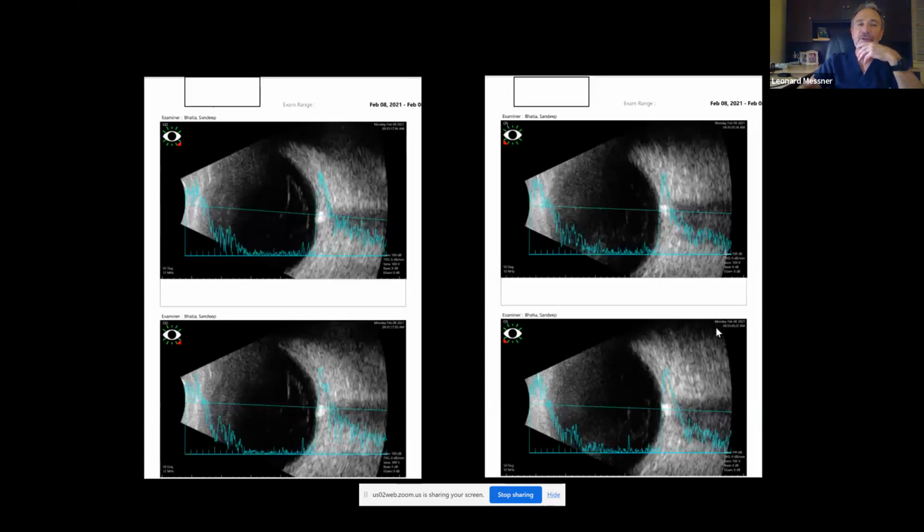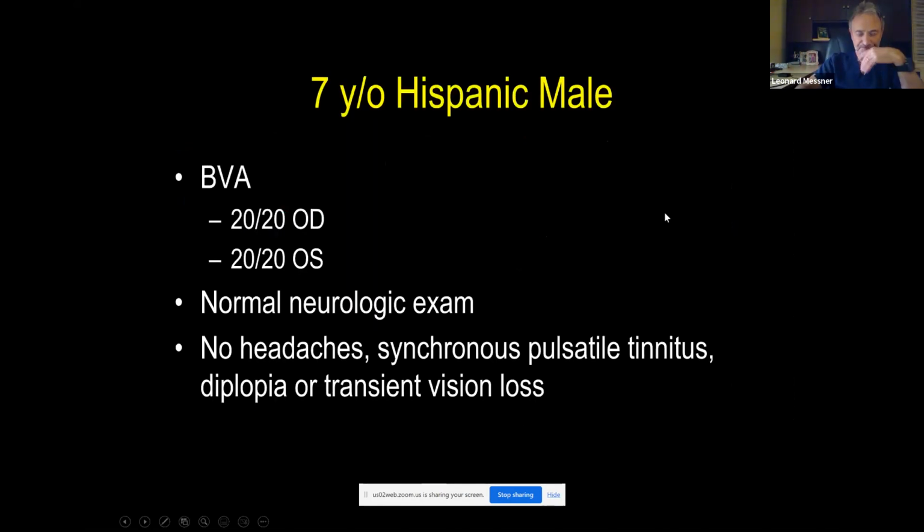And here's the same thing in both the right eye as well as the left eye on B scan. Hyperreflection within the substance of the optic nerve, right eye, left eye, above the lamina cribrosa.